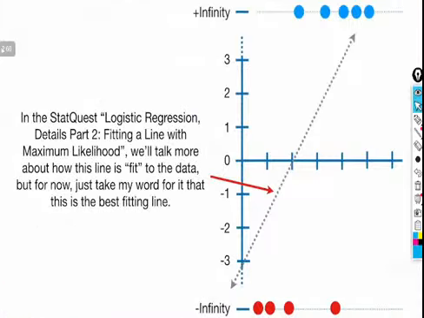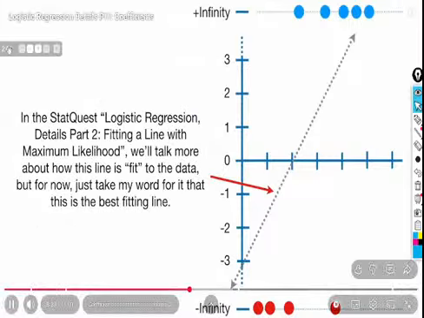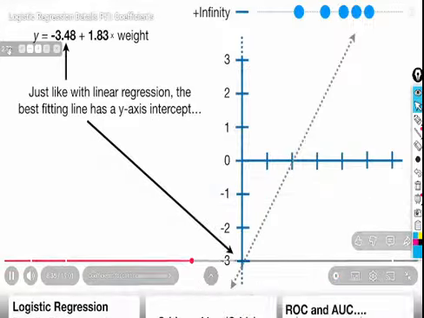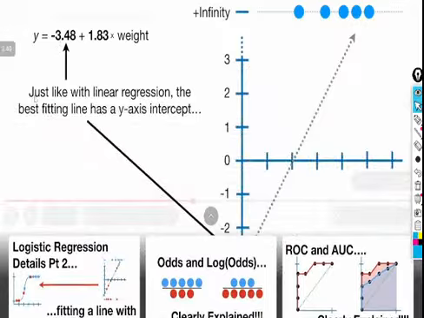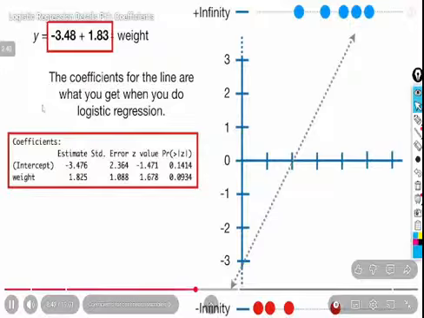In the StatQuest, logistic regression details part 2, fitting a line with maximum likelihood, we'll talk more about how this line is fit to the data. But for now, just take my word for it that this is the best fitting line. Just like with linear regression, the best fitting line has a y-axis intercept and a slope. The coefficients for the line are what you get when you do logistic regression.